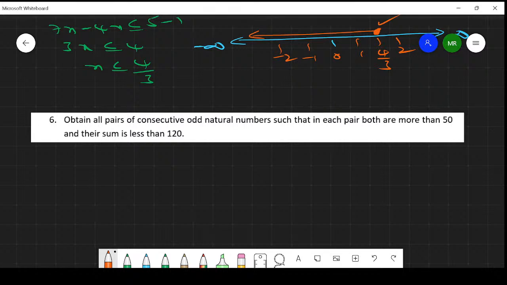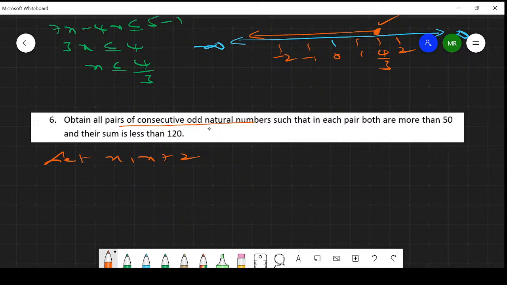Now you can observe here. Obtain all pairs of consecutive odd natural numbers such that in each pair both are more than 50 and the sum is less than 120. They are telling less than 120. Let x be the smaller of the 2 consecutive odd positive integers. You can consider the consecutive odd natural numbers as x comma x plus 2.